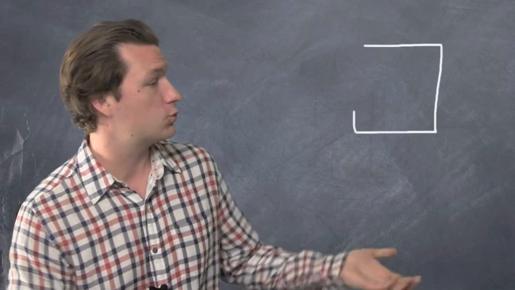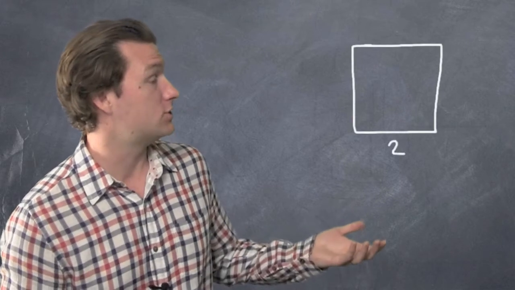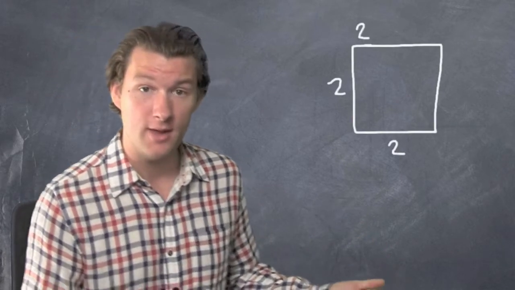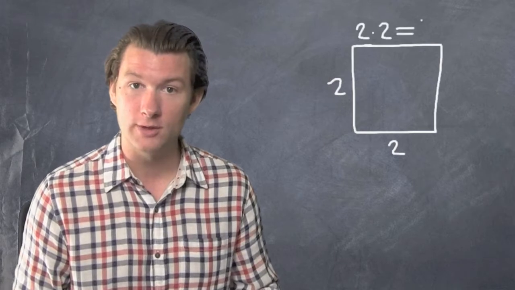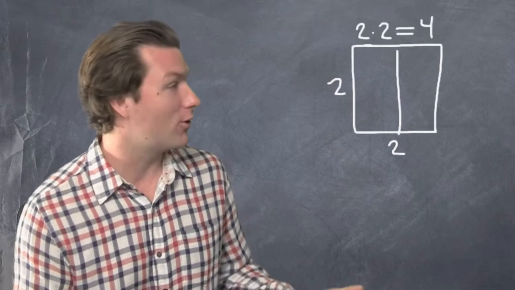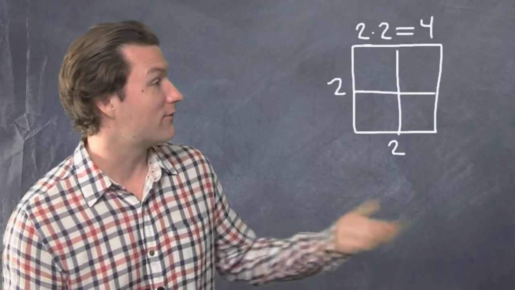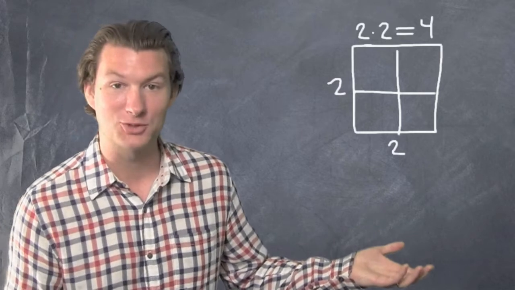What if the base was 2? Well, then the height would be 2 also, because the sides of the square are the same. And 2 times 2 would equal 4. So the area would be 4. And take a look. We've got 4 little squares in that big square.